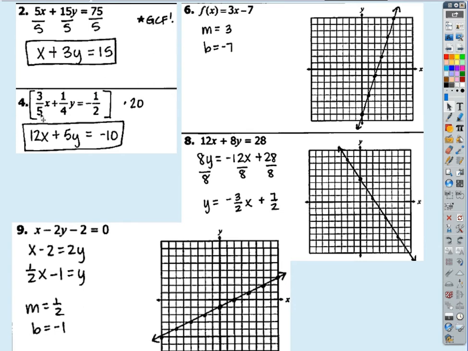So when I distribute the 20 through, what do we get? Well, 20 over 5 is going to give me 4, which I multiply by 3 and get 12x. 20 over 4 is 5, so we have the 5 left over to multiply by the 1y. 20 over 2 is 10, which we have left over to multiply by the negative 1. I get negative 10, and I'm done. That's it. No big deal.